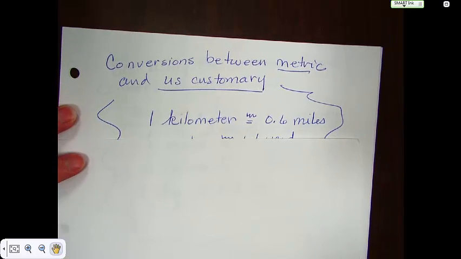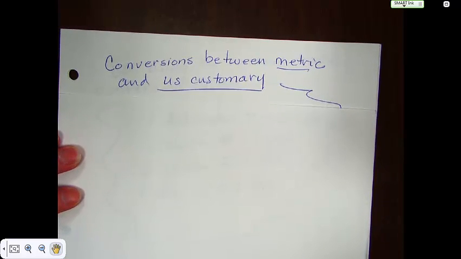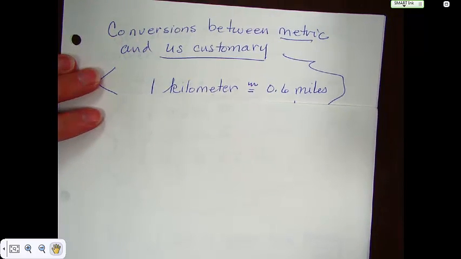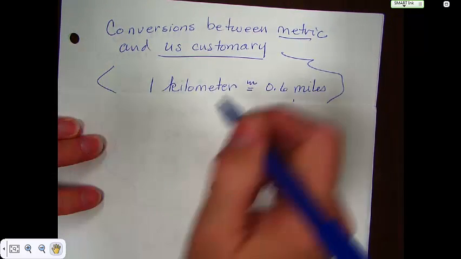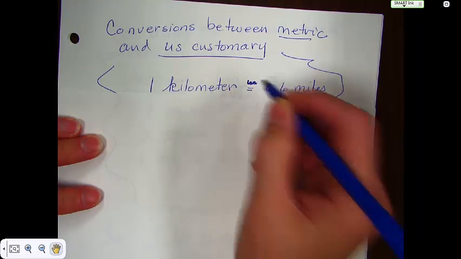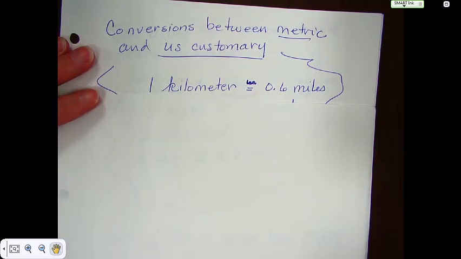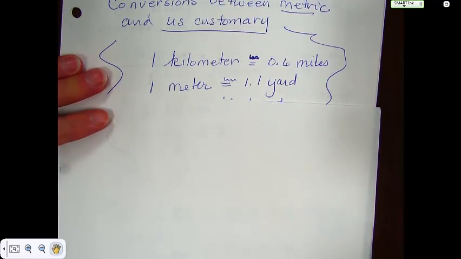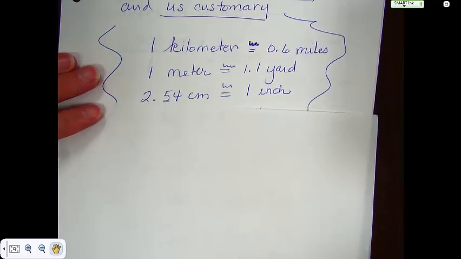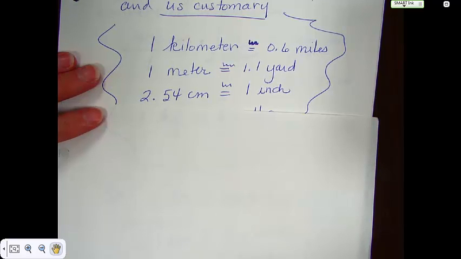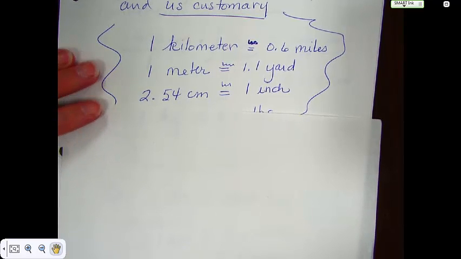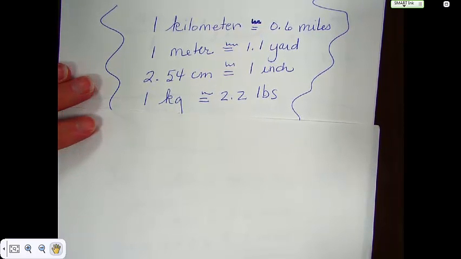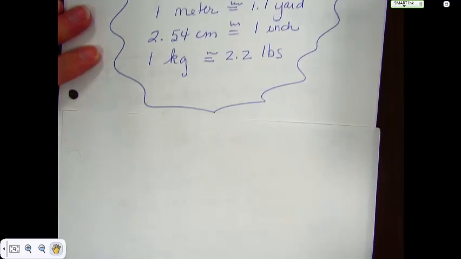There are some standard conversions that we have to be aware of between metric and U.S. customary. 1 kilometer is approximately, this little squiggly line here means approximately, 1 kilometer is approximately 0.6 miles. 1 meter is approximately 1.1 yards. 2.54 centimeters is approximately 1 inch. 1 kilogram is approximately 2.2 pounds.